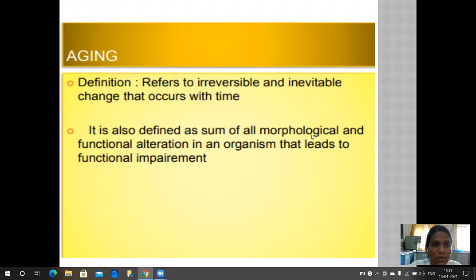First of all, what is meant by aging? The definition of aging is that it refers to irreversible and inevitable change that occurs with time. It is also defined as the sum of all morphological and functional alterations in an organism that leads to functional impairment.